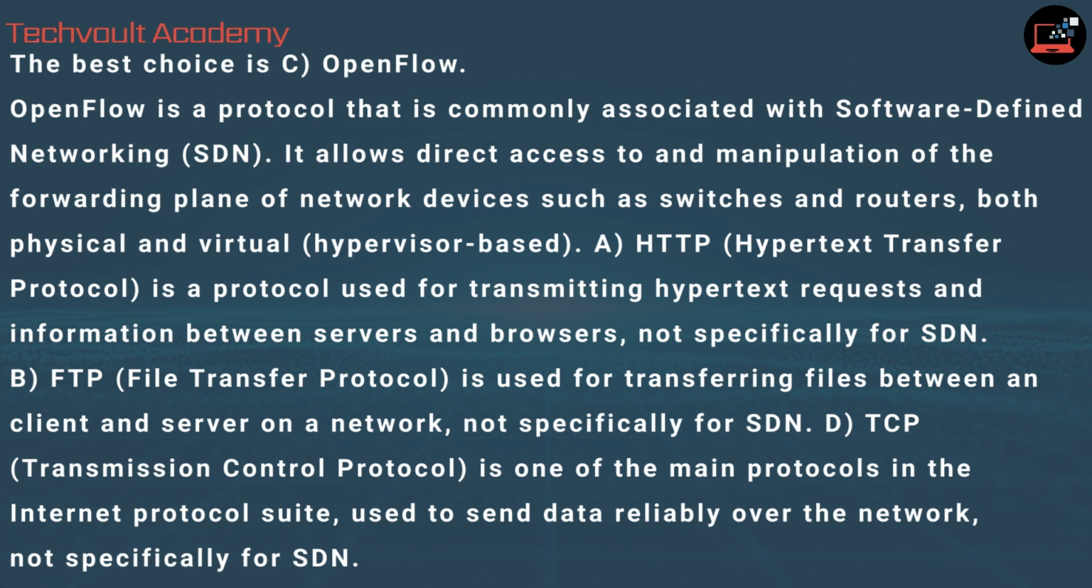A, HTTP, Hypertext Transfer Protocol, is a protocol used for transmitting hypertext requests and information between servers and browsers, not specifically for SDN. B, FTP, File Transfer Protocol, is used for transferring files between a client and server on a network, not specifically for SDN. D, TCP, Transmission Control Protocol, is one of the main protocols in the Internet Protocol Suite, used to send data reliably over the network, not specifically for SDN.